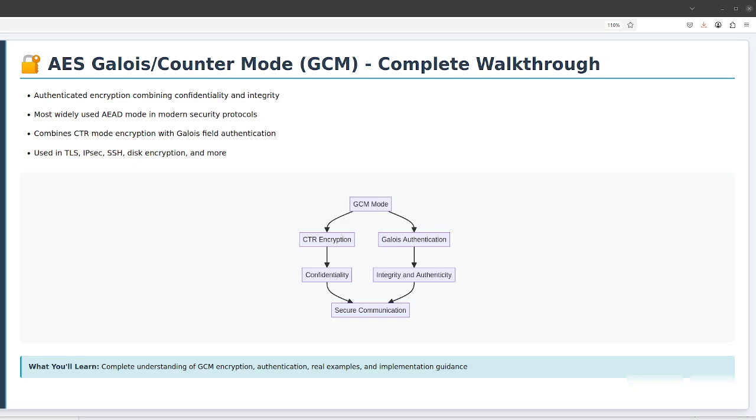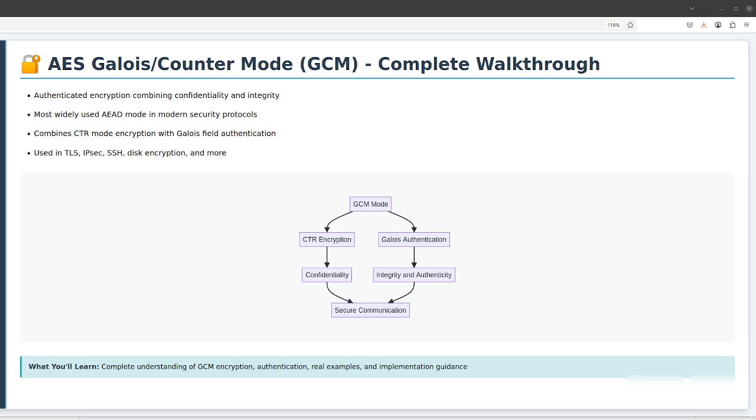When you visit a website over HTTPS using TLS 1.2 or TLS 1.3, there's a very high chance your connection is using AES-GCM. It's also used in IPsec VPNs, SSH, disk encryption, and countless other security protocols. Understanding GCM means understanding how most secure internet communication works today.